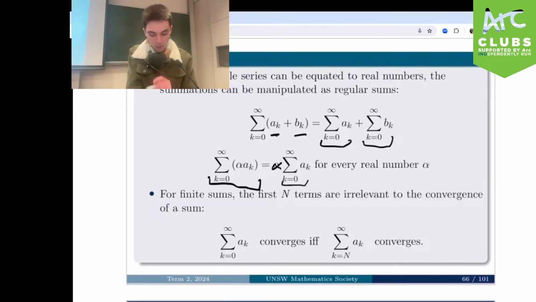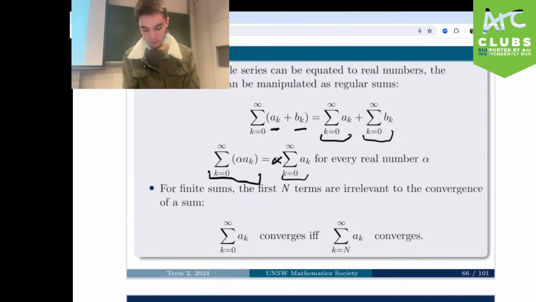Now, something to note, the first n terms are not relevant to the convergence of a sum, right? If you think about it, this should make sense. The first n terms of a series are just going to add up to some finite quantity, and that's not going to affect whether the series converges or doesn't converge, because the sum of a finite number of numbers is never going to be infinity. So this yields that the sum of a sequence from 0 to infinity converges if and only if the sum of a sequence from n to infinity converges. They're the same statement.